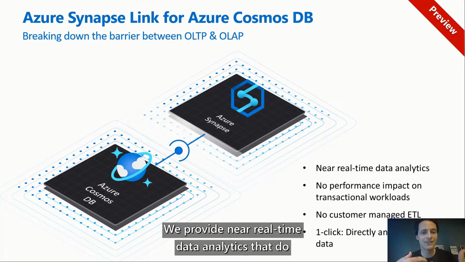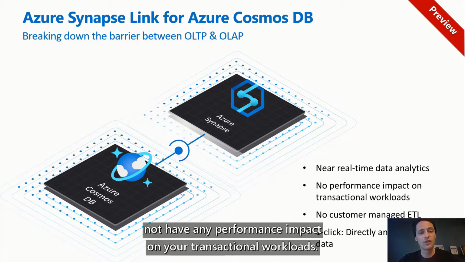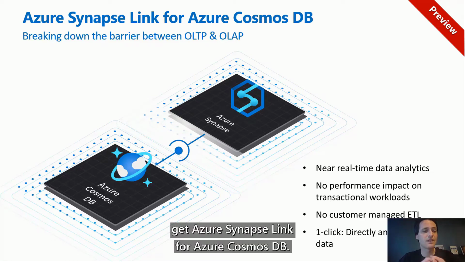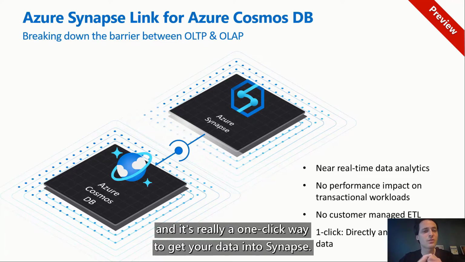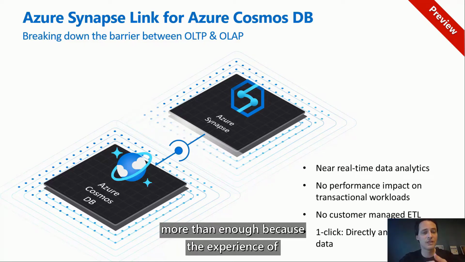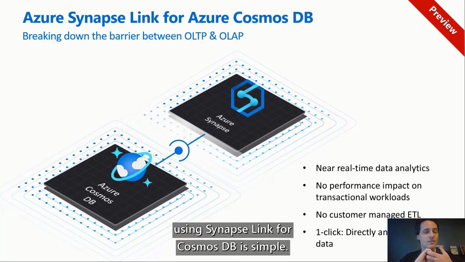So we provide near real-time data analytics that do not have any performance impact on your transactional workloads. You don't need to over provision to get Azure Synapse Link for Azure Cosmos DB. You don't need to manage ETL, and it's really a one-click way to get your data into Synapse. This is why today having 60 minutes in a session is more than enough, because the experience of using Synapse Link for Cosmos DB is simple.